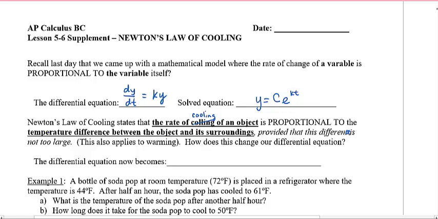So how does this change our differential equation? Well, we still have dy/dt, but this time it's not k times y. We now rewrite this as k times (y minus its surrounding temperature), which I'm going to call y sub s, where of course y is just the temperature and y sub s is the surrounding temperature.